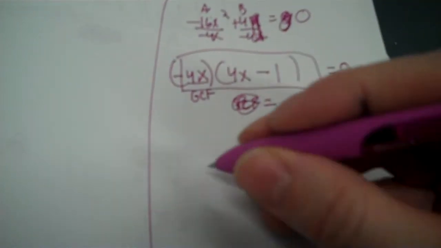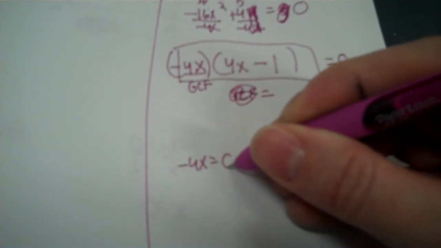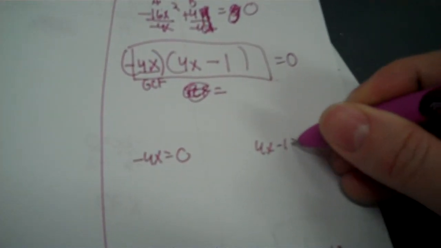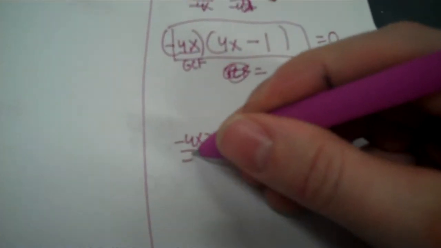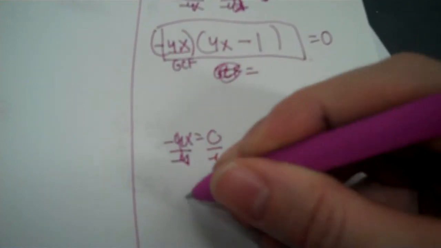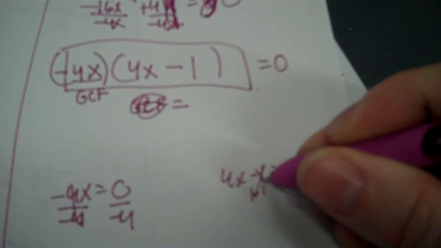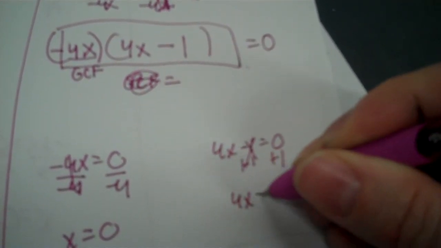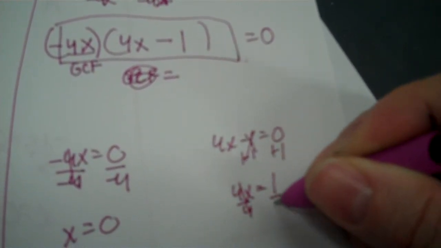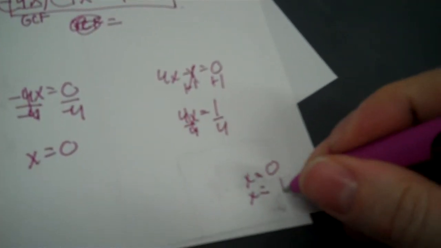So F1, F2, now divide by negative 4, okay, then I add the 1, 4x equals 1, divide by 4, 1/4. So seconds is 1/4 of a second, 1/4 of a second.